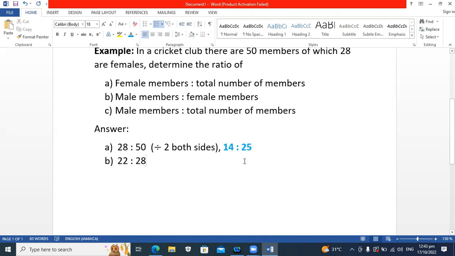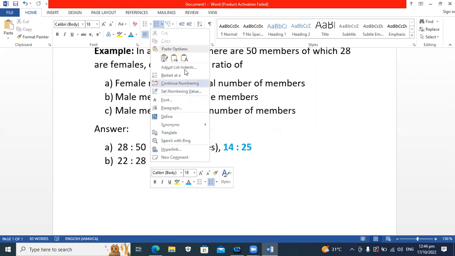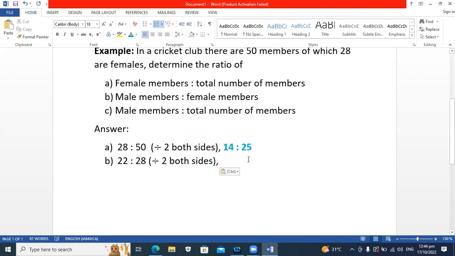But as you can see, we can reduce that, not true? By doing the same thing again, dividing both sides by 2. And what am I going to get? 11 to 14. Coincidentally, not all of them you're going to divide by 2. It's just how the question is set up.